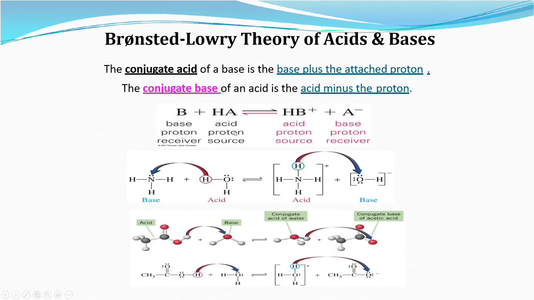And if the reactant is a weak acid, the conjugate base will become a strong base. That means a strong base will form a weak acid, and a weak acid will form a strong base.